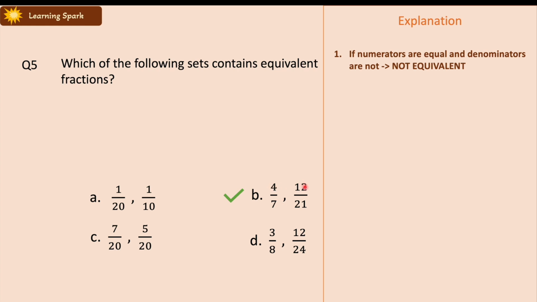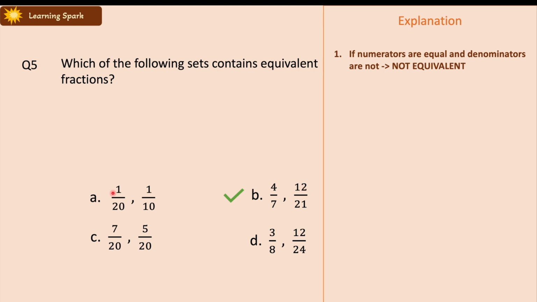And that is why these two fractions are equal, because 3 by 3 is basically 1. So when you are multiplying by 3 in the numerator and multiplying by 3 in the denominator also, then basically you are multiplying by 1. And that's why these two fractions are equal.